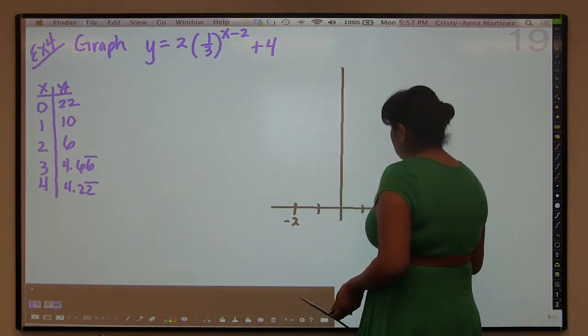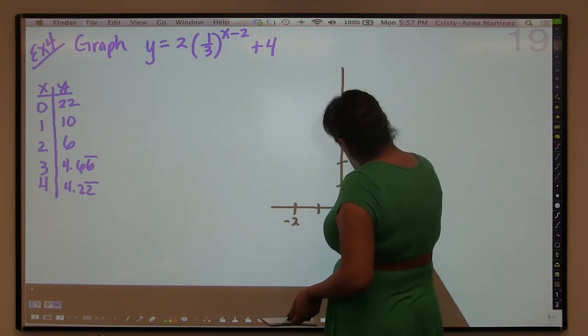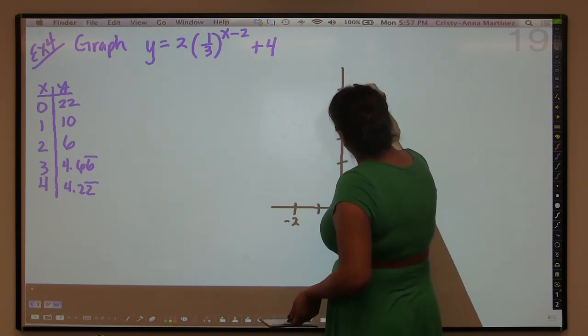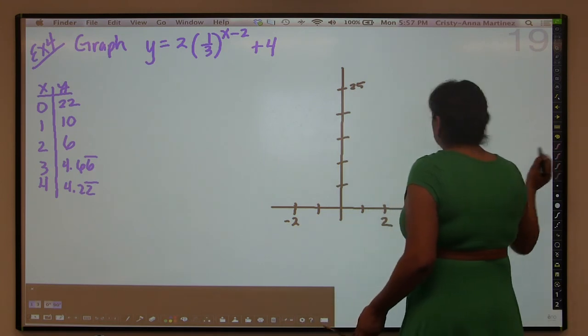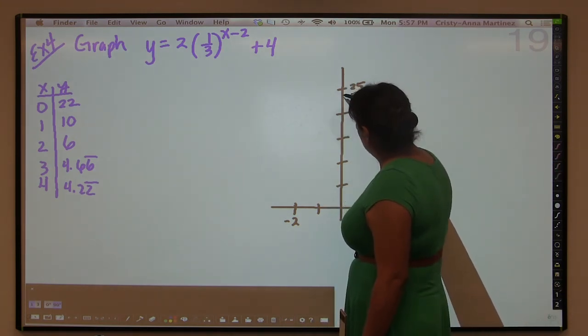+1, +2, and then we're going to go by maybe 5s. 5, 10, 15, 20, 25. So when I go 0, it's going to be at 22. So that's probably right about maybe here somewhere.